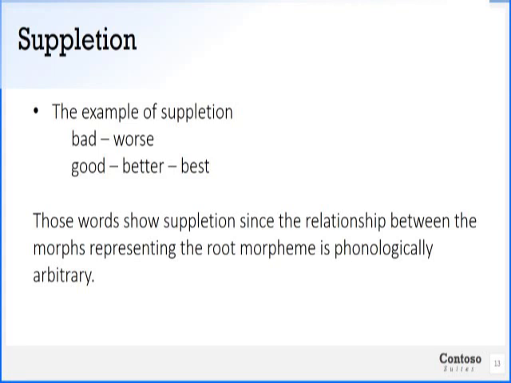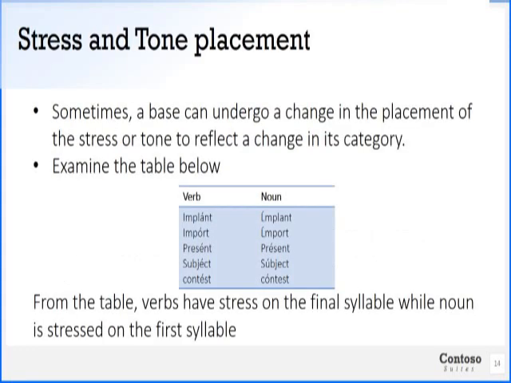What about the next process? The next process is stress and tone placement. Sometimes a base can undergo a change in the placement of stress or tone to reflect a change in the category. What does it mean? To have another category of the same word, we can apply stress and tone placement. Take a look at the examples in the table.